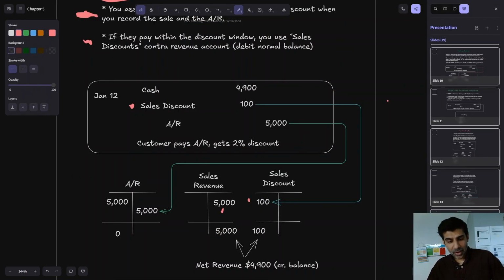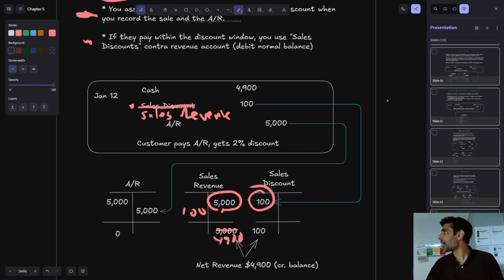We could have, hypothetically, just done this. You could have just debited sales revenue when someone took the discount, because remember, when we originally recorded it, we said we're having revenue of 5,000, but if they take the discount, then we're not actually going to receive 5,000. We're going to receive 4,900. So we could have just done this, and this would have gone to 4,900. But we basically want to track the discounts and the returns. We're going to track them in separate accounts.